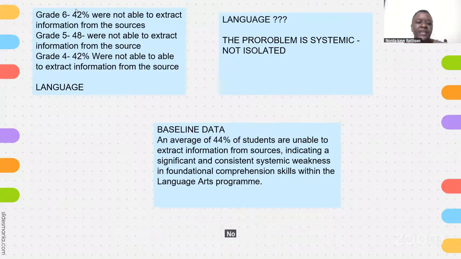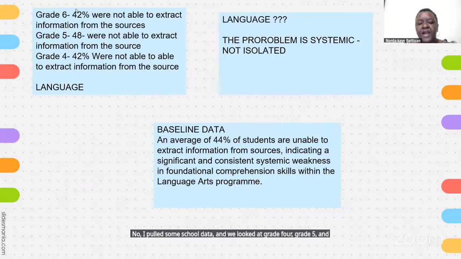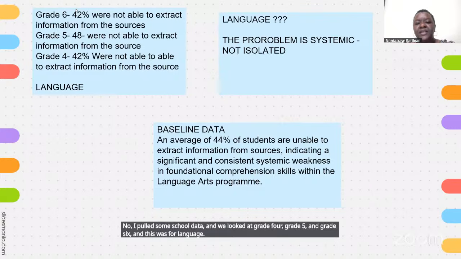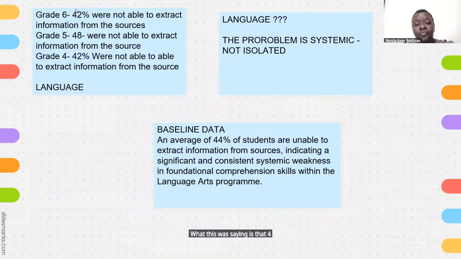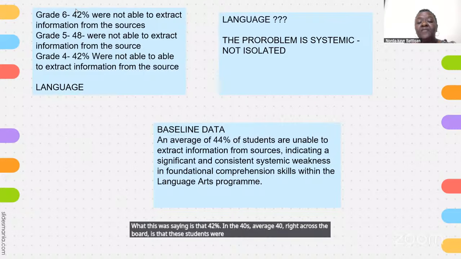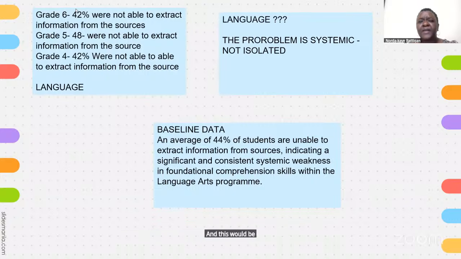Now, I pulled some school data and we looked at grade 4, grade 5, and grade 6, and this was for language. What this was saying is that 42%, in the 40s, average 40 right across the board, is that these students were not able to extract information from sources given. And this would be in the performance task part of the exam. That means they were lacking a skill. What this baseline data is saying to you is that the problem is systemic and not isolated.